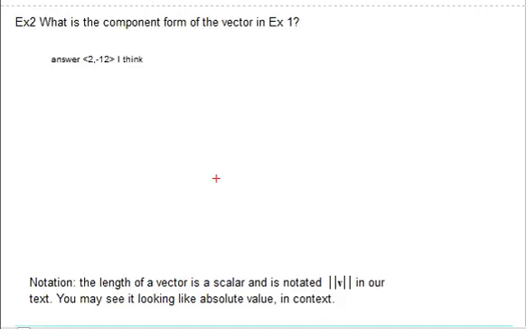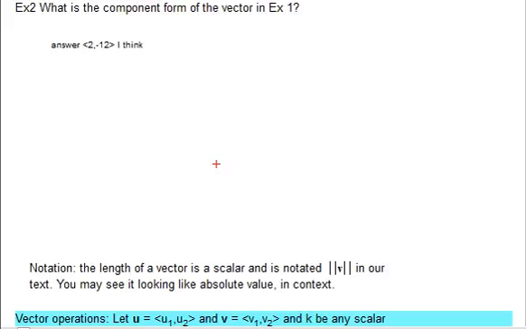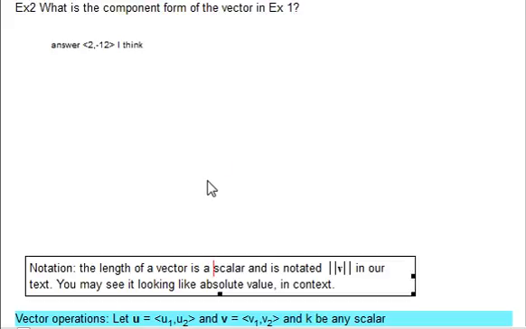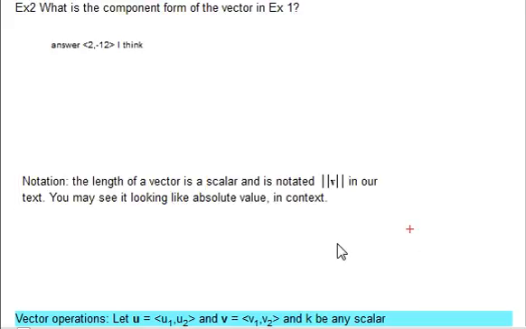Like vector V, if I put it in absolute value symbols, it'll look like that. Sometimes I like to make it double absolute value symbols, but it doesn't matter. You'll pick it up out of context. If it's absolute value of a vector, then of course it means the length of the vector. So you may see it look like an absolute value, but don't worry about that.